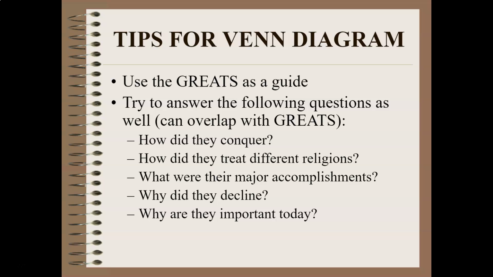Now, one thing I do recommend, and this is the recommended part, is to create a Venn diagram in your notes, if you choose to do so, with the three great rulers for each of these empires. In the case of the Ottomans, it's Suleiman the Great or Suleiman the Magnificent. With the Safavids, it's Shah Abbas. And with the Mughals, it's Akbar the Great. In this Venn diagram you want to answer these questions about these three men and see how they overlap.